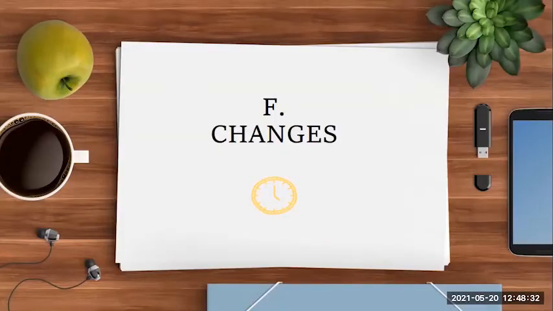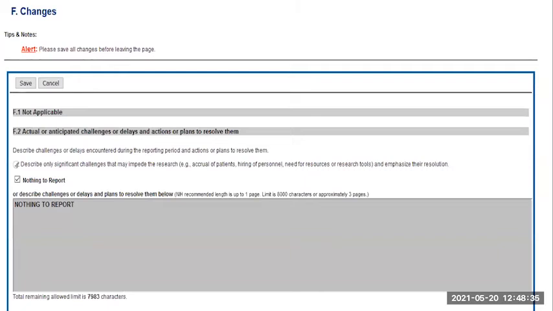Section F is about changes. Are there any changes to the grant? Do you have any actual or anticipated challenges or delays? And what are the actions or plans to resolve them? I know for most of us, COVID has been the easiest excuse. So the biggest challenges that we have encountered are the challenges posed by COVID. However, the funders are also wise enough to say that if you have any challenges, the second part of the question is, what are your actions or plans to resolve them? So you have to indicate a challenge that you have, and then your plan to resolve that challenge. If it is COVID that has affected your trainings, what have you done to make sure the trainings go on?